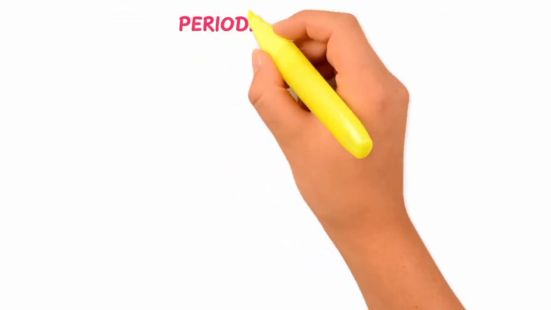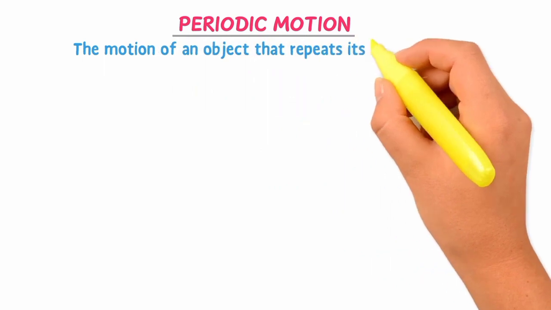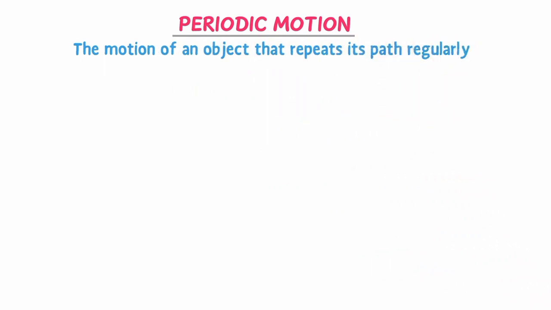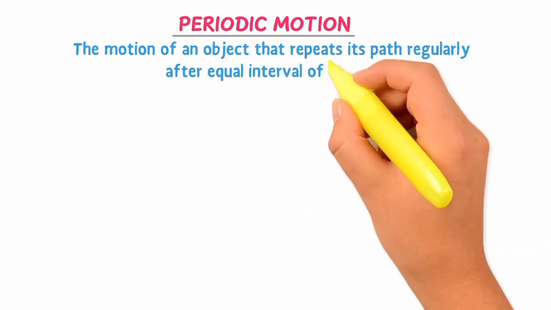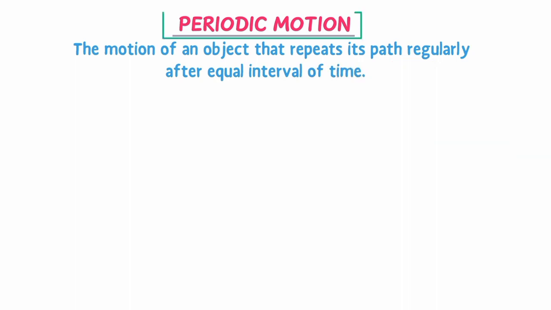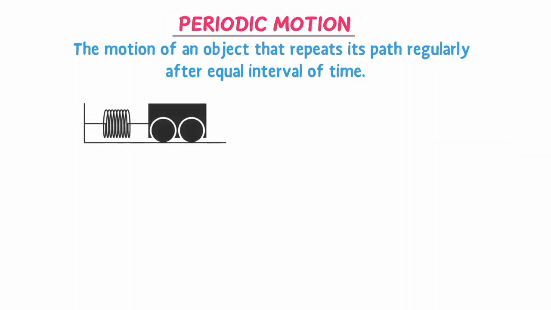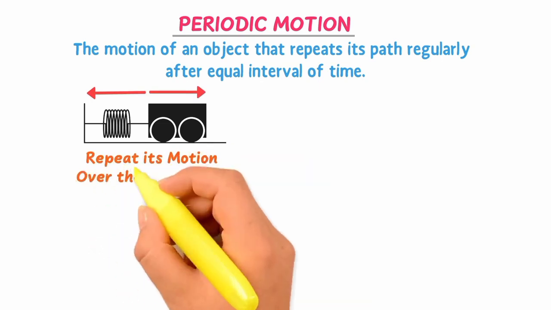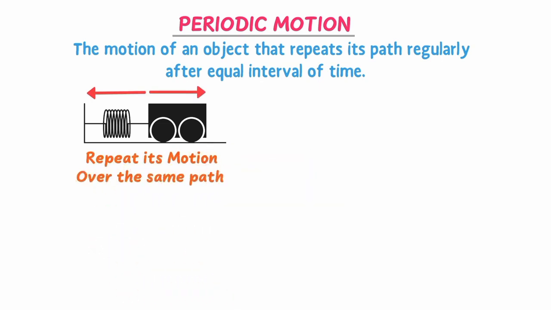Understanding the concept of periodic motion. The motion of an object that repeats its path regularly after equal intervals of time is called periodic motion. For example, motion of the mass attached to an elastic spring. We know that this mass repeats its back and forth motion over the same path after equal intervals of time. So it is in periodic motion.